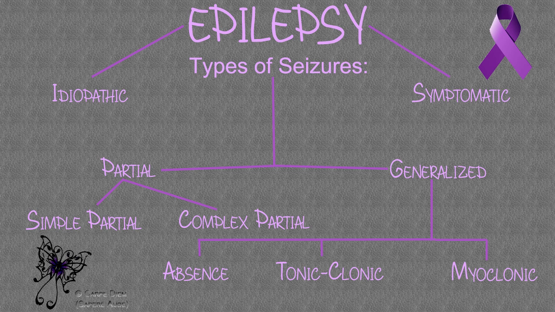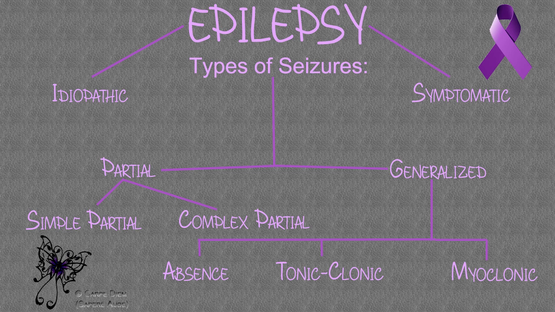Symptomatic epilepsy is a little more simple, although not necessarily easy to treat. It refers to epilepsy that is a symptom of an underlying problem, such as a brain injury, an infection, a brain malformation, a tumor, or a metabolic disorder.